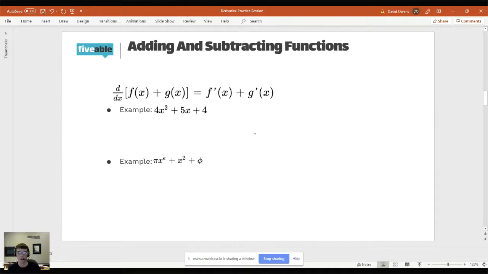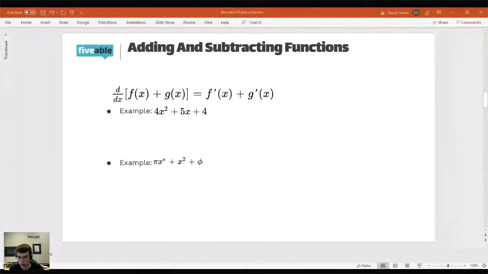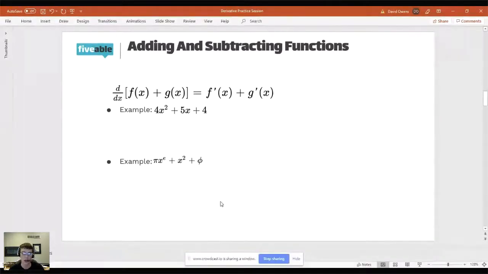All right. So the next basic derivative rule that we can look at is adding and subtracting functions. This is another really simple one. It's a no-brainer once you learn it. You'll think, oh, that's obvious. The derivative of one function added to another function is just the derivative of each function individually with that same sign.